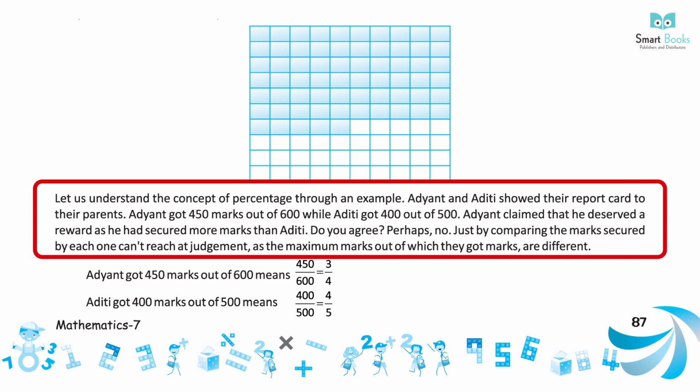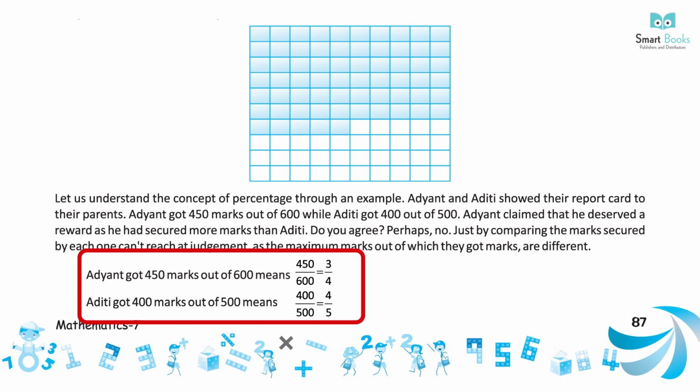Adyant claimed that he deserved a reward as he had secured more marks than Aditi. Do you agree? Perhaps no. Just by comparing the marks secured by each one we can't reach a judgment, as the maximum marks out of which they got marks are different. Adyant got 450 marks out of 600, means 450 upon 600 is equal to 3 upon 4. Aditi got 400 marks out of 500, means 400 upon 500 is equal to 4 upon 5.